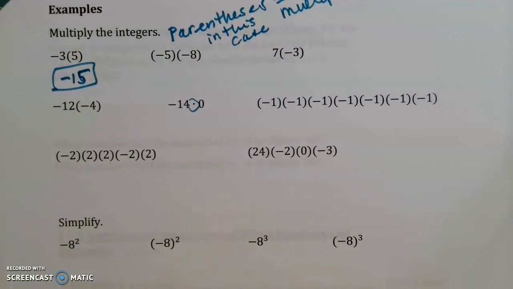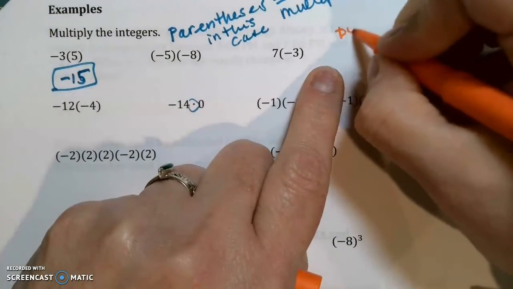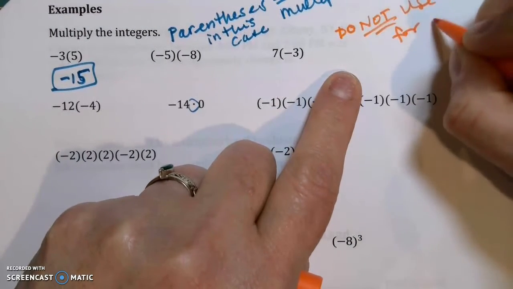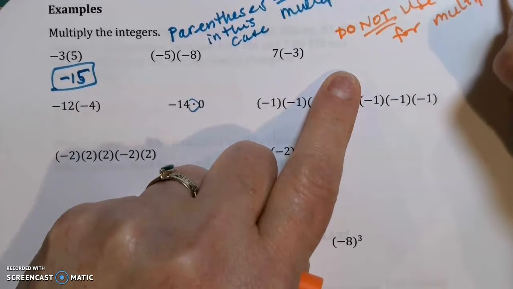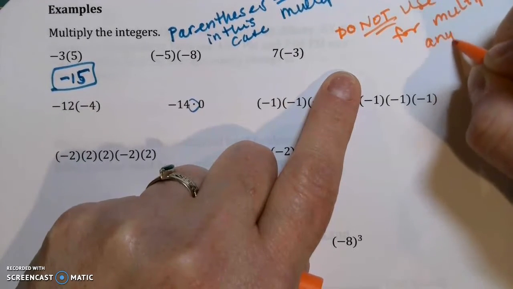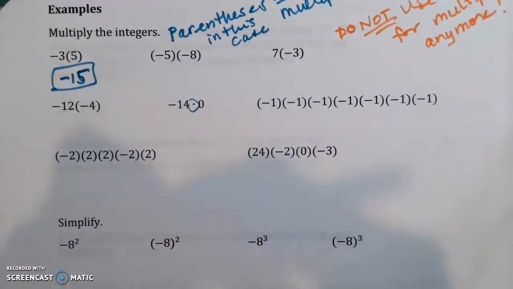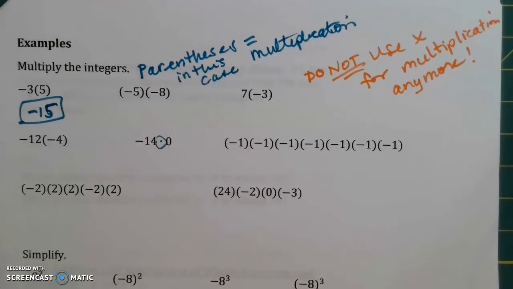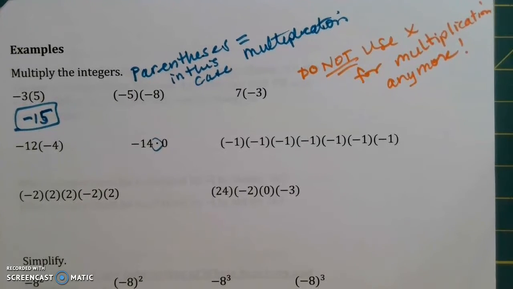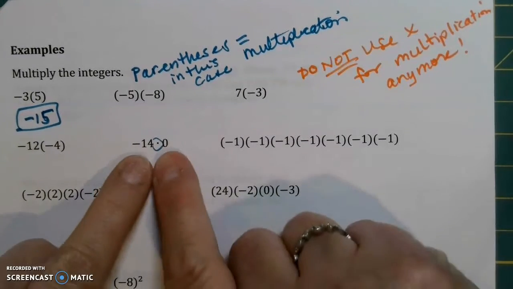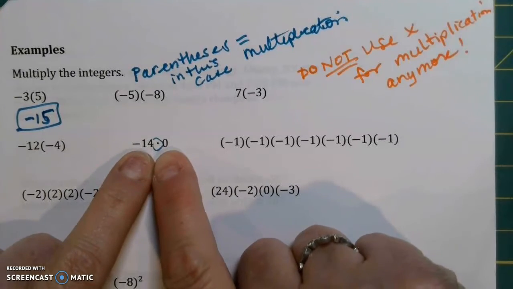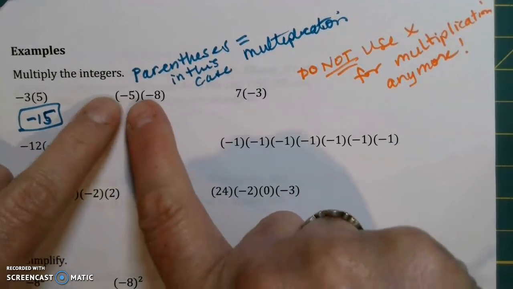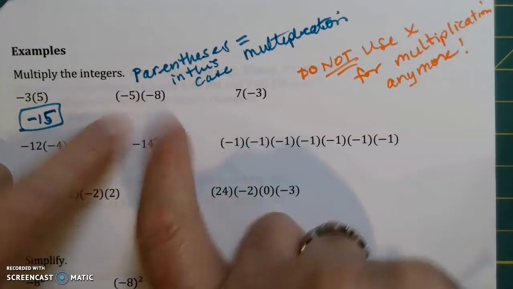So, big thing here, though, do not use X for multiplication anymore. X is now going to be a variable. That means it's going to be representing some unknown number, and you can't use it for multiplication anymore. So we are either going to be using the dot to represent that, or we're going to be using parentheses to imply multiplication. So if I see two things next to one another in parentheses, those things are being multiplied.